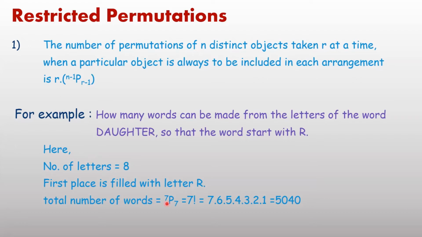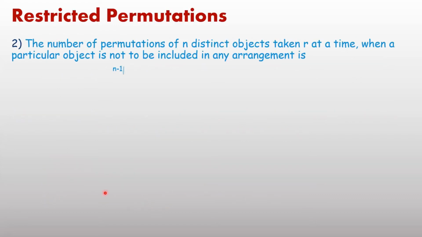Now next, number of permutations of n distinct objects taken r at a time when a particular object is not to be included in any arrangement.